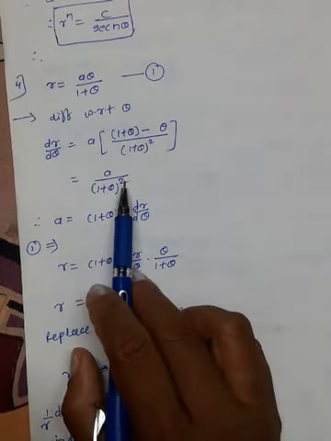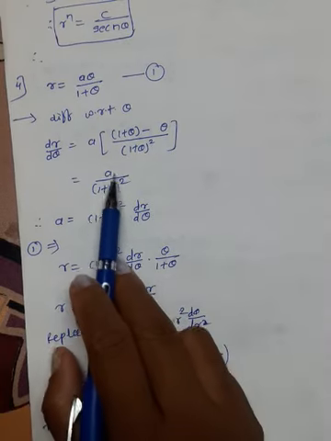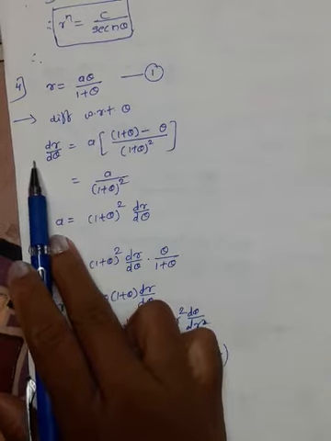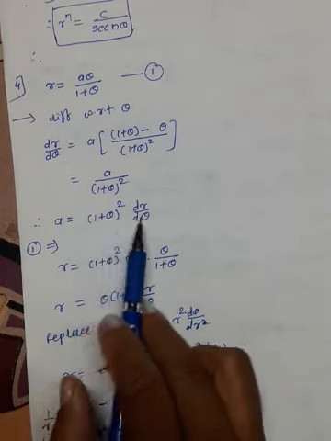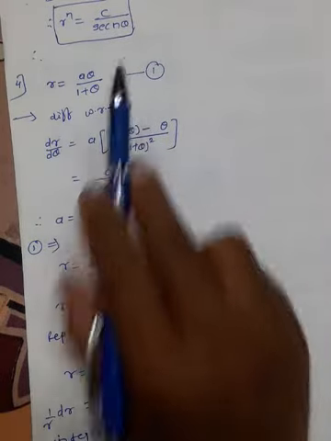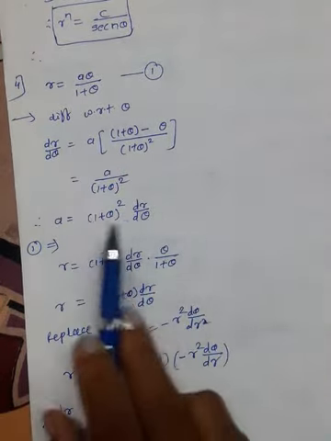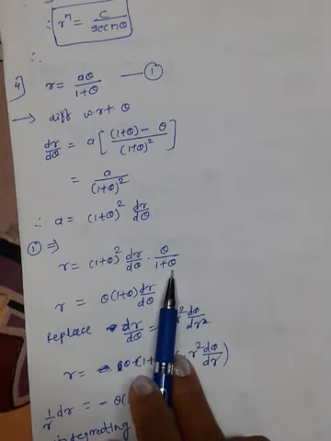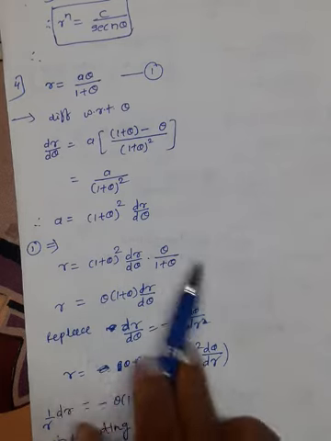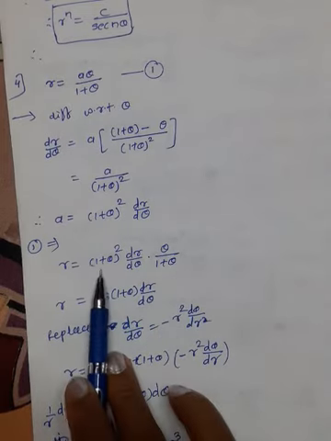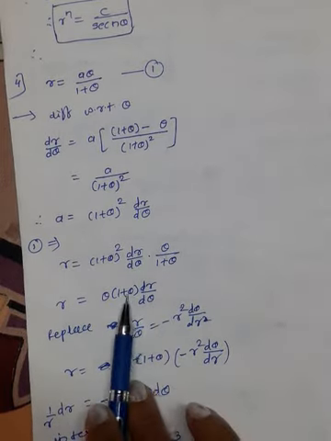From there, the next step will be eliminating the constant. Calculate the constant from this. A becomes, this term goes to the numerator, we get (1 plus theta) square dr by d theta. Put this value in the above equation, we get r is equal to a, which is this, and theta upon 1 plus theta as it is. Second step complete, we are eliminating the constant. Now 1 plus theta gets cancelled, theta into (1 plus theta) dr.